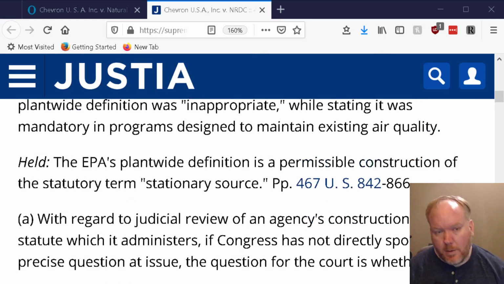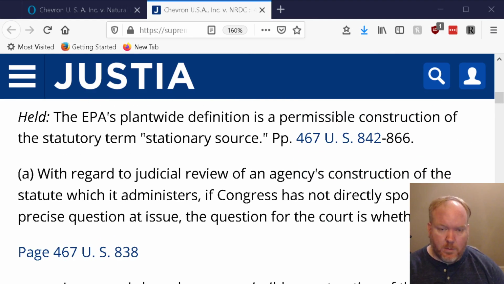All right, so here's where we get into the problem, guys. This isn't actually in the decision. All right, so you guys know what the issue is. We just listened to it for the last hour, right? So what's the ruling? Held, the EPA's plant-wide definition is a permissible construction of the statutory term stationary source.